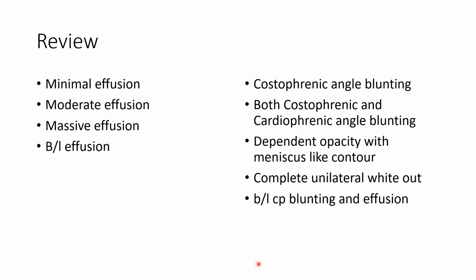So finally, we saw minimal pleural effusion, we saw moderate pleural effusion, we saw massive effusion, and we have also seen the bilateral effusion. There are also corresponding findings. In minimal effusion, you will have only costophrenic angle blunting. In moderate effusion, both the costophrenic and the cardiophrenic angles are blunted, and also we have a dependent opacity with a meniscus-like contour. In massive effusion, you have a complete unilateral white-out with contralateral shift of the trachea and the mediastinum, and in bilateral effusion you will have these similar findings bilaterally.